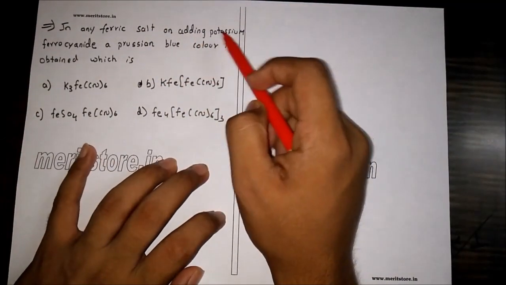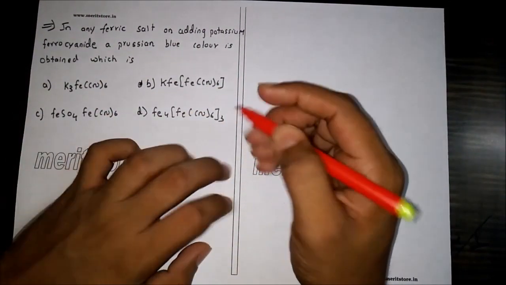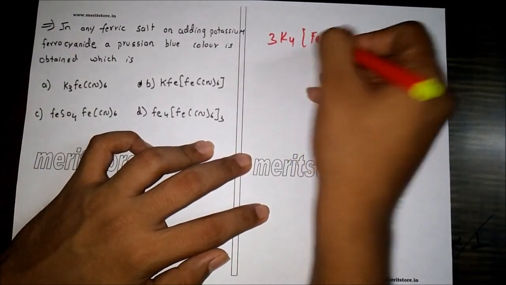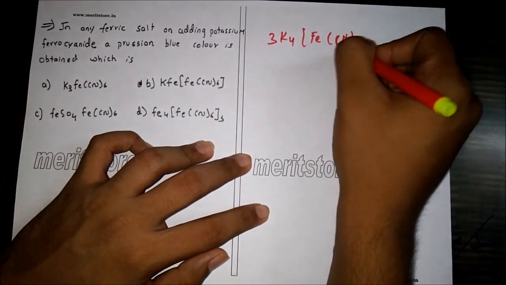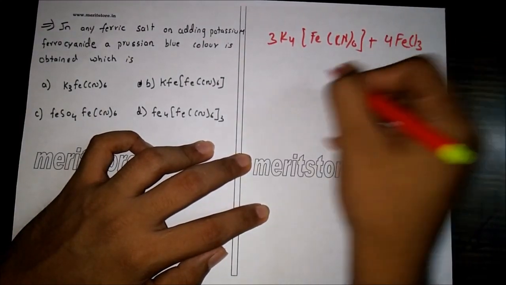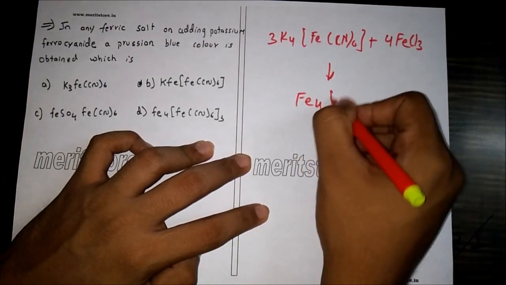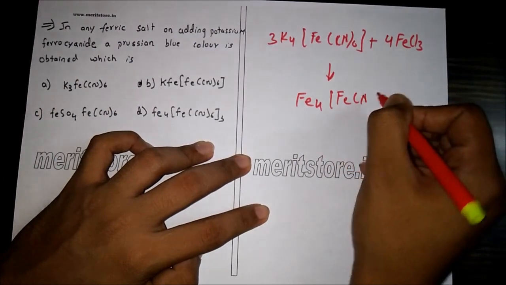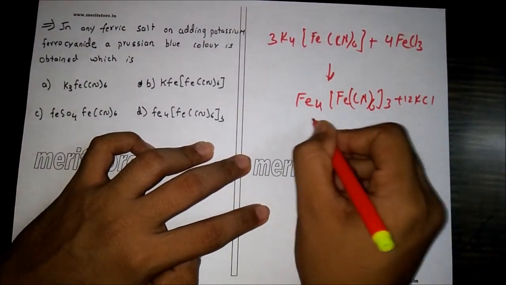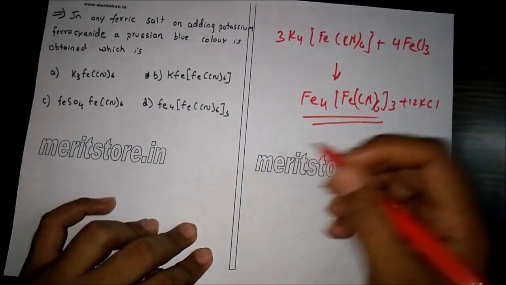Any ferric salt, on adding potassium ferrocyanide, gives a Prussian blue color, and here are the options. Now, potassium ferrocyanide is given by 3K4[Fe(CN)6] plus a ferric salt, which is FeCl3, gives Prussian blue, Fe4[Fe(CN)6]3 plus 12KCl. Therefore, this is the Prussian blue precipitate which is obtained, which is ferrocyanide, which is option D.